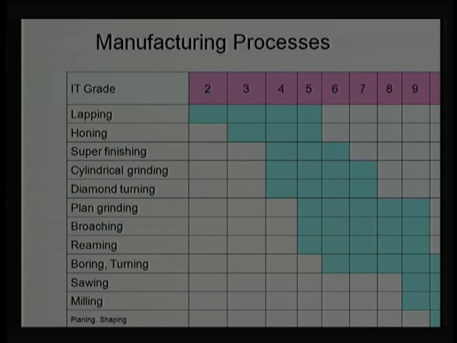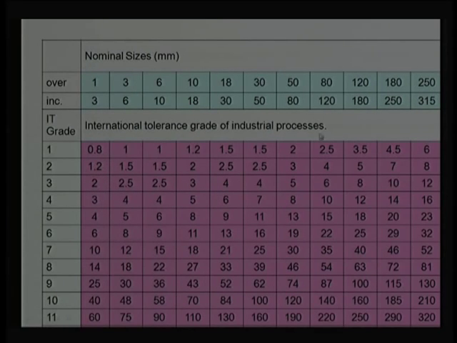Actually, when we talk about IT grades, we need to know the tolerance limit for them, so we should refer to a table. If we know the manufacturing process, we will know the IT grade for that process. Once we know the IT grade, we need to refer to the dimensional table and see what the tolerance limit is. For that purpose, we can refer to this kind of table. IT grades also depend on the dimension. In the first case, the dimension is more than 1 mm and up to 3 mm.